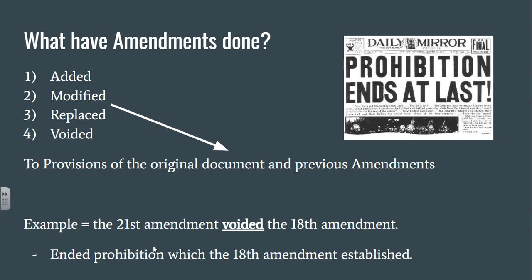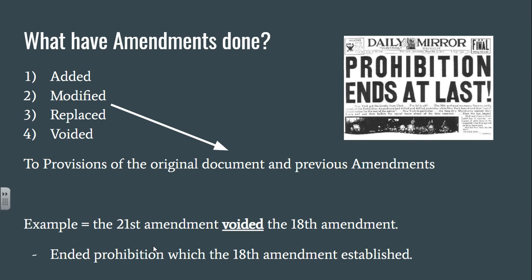Now, what have amendments done throughout our history? Amendments have done four things in the way that they modified or changed things. An amendment can add to the Constitution, just add something new. It can modify a current practice. It can replace something that was done. Or it can completely void it out. My example for this is the 21st Amendment voided the 18th Amendment. The 18th Amendment brought in prohibition. The 21st Amendment voided out or ended prohibition, which the 18th Amendment established.